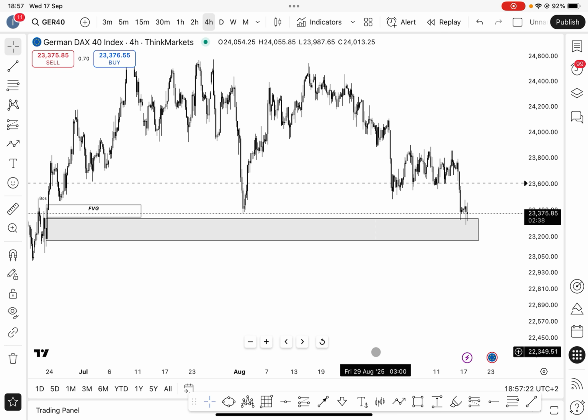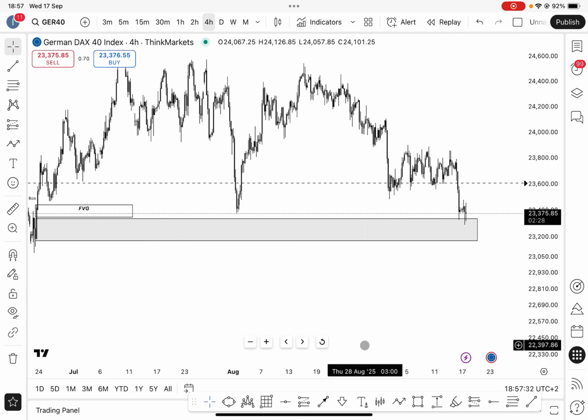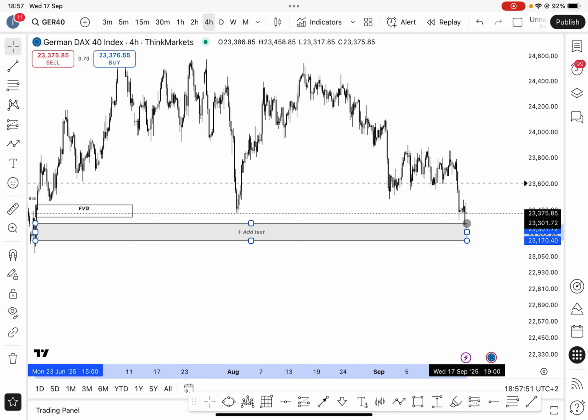Okay, so the time frame also matters. The time frame on which we're looking for our order block really matters. 4 hour and daily time frame OBs are stronger than lower time frame. It is best when the higher time frame OB aligns with the lower time frame.